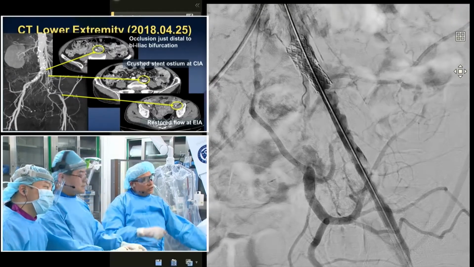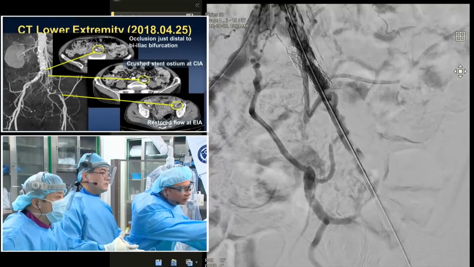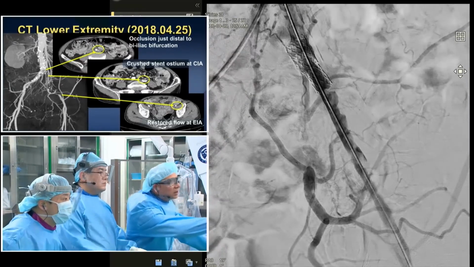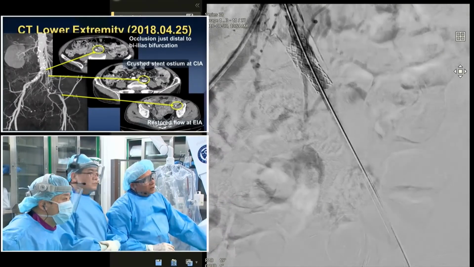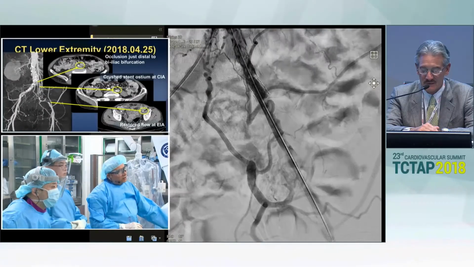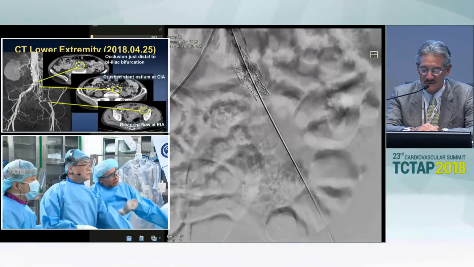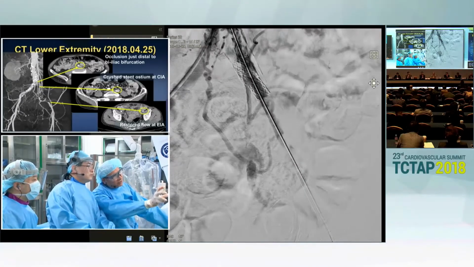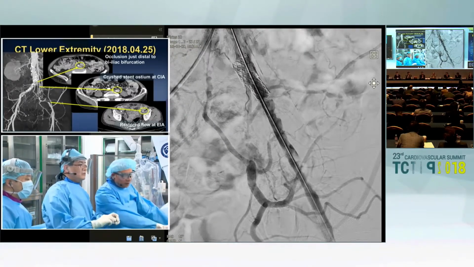Okay, so if we mark the spot there where the external is, it looks like you have to go about 2 to 3 centimeters distal to the tip of the sheath. Could you put a little mark on the screen? And what size stent do you think we put in the external? A 7? Yeah, 7. All right, 8.